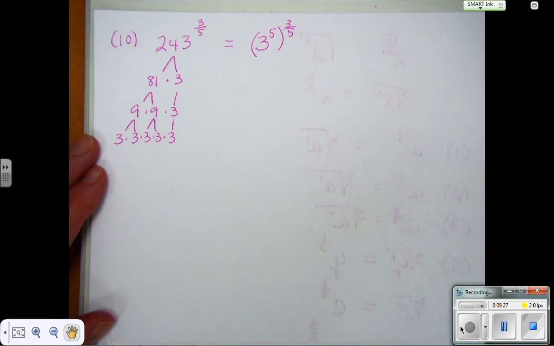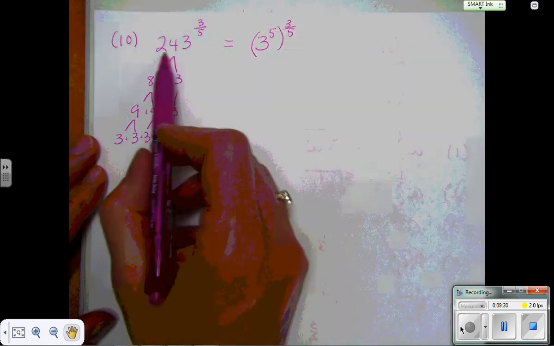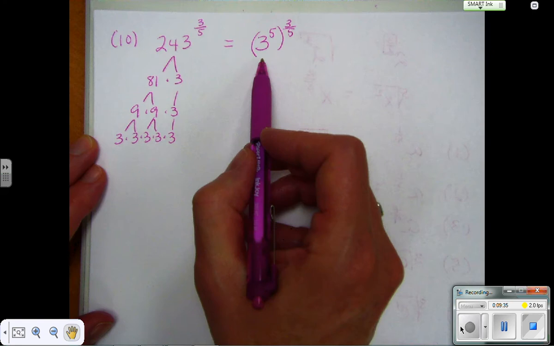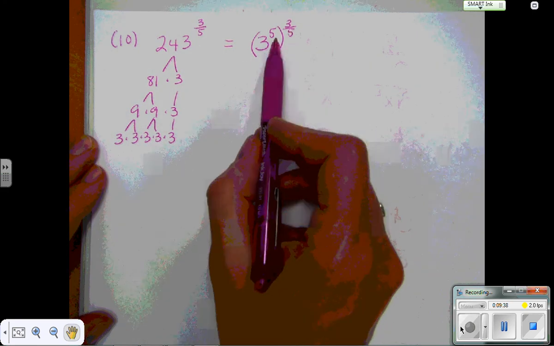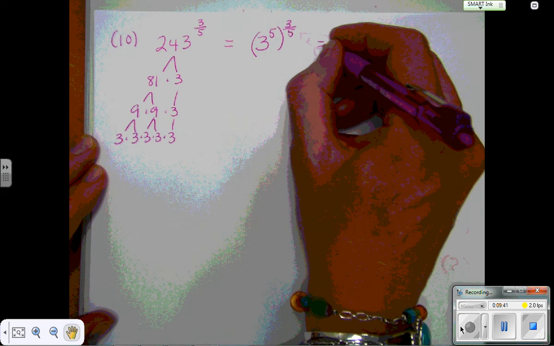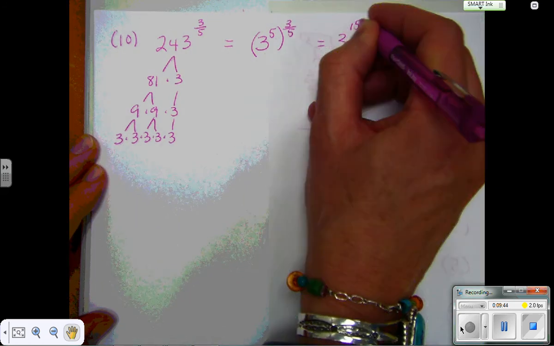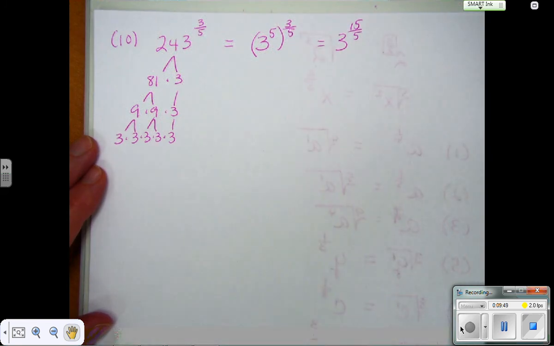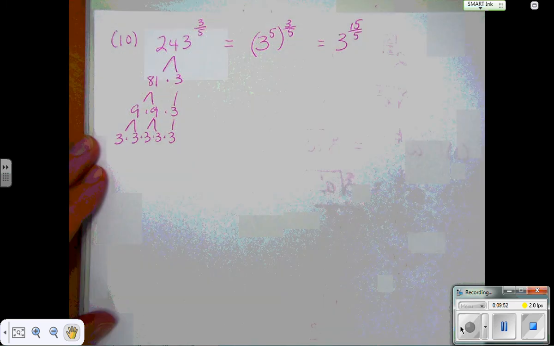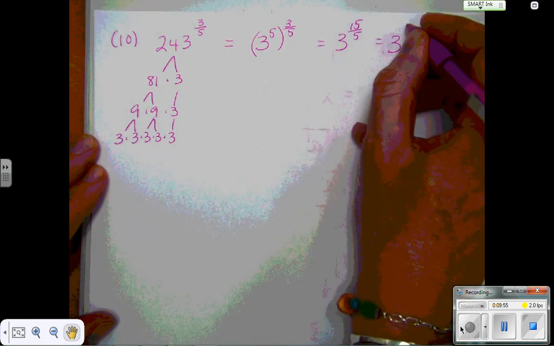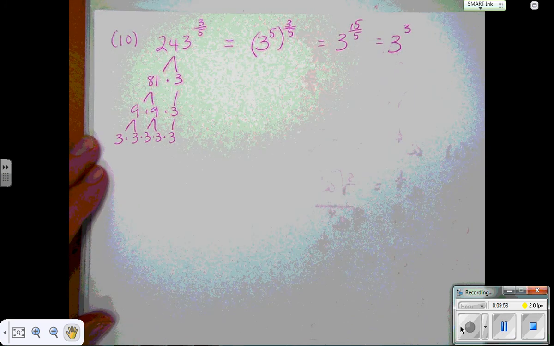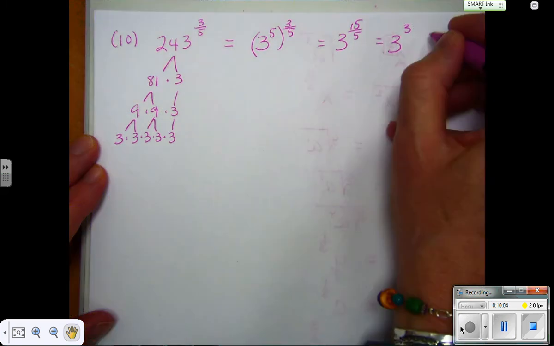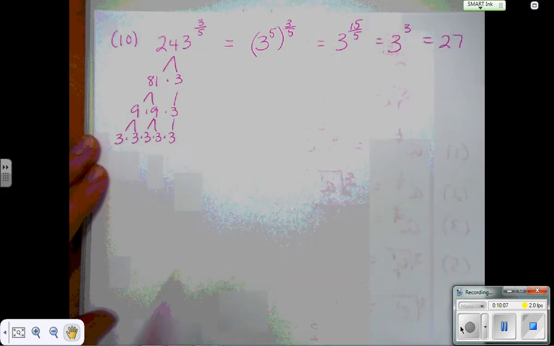Okay, once I have the composite number written as a prime number raised to a power, now I can simplify the exponents. When you have a power raised to a power, you multiply them together. So that's going to be 3 to the 15/5 rational exponent. And that's going to simplify. 15 divided by 5 is 3. So you're going to have 3 to the 3rd power. And you do want to go ahead and multiply it out and get just a number with no exponent anymore, and that's going to be 27. So your final answer is 27.